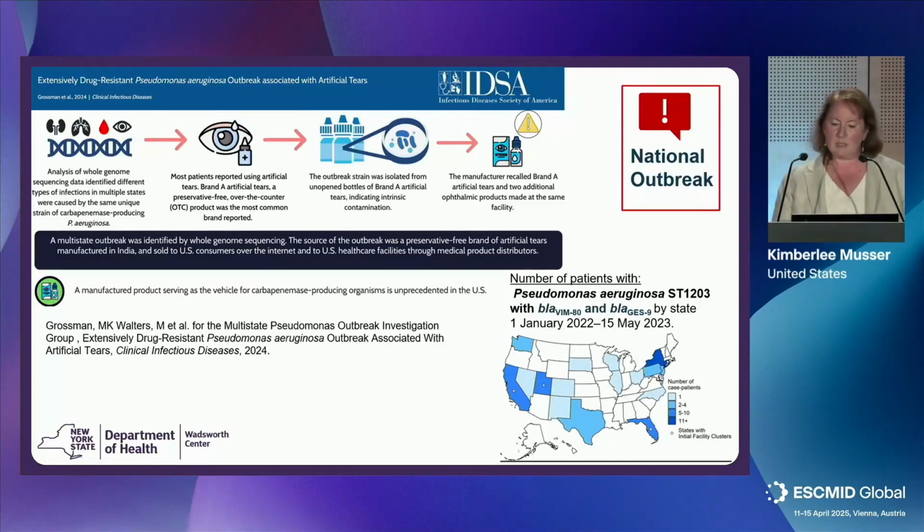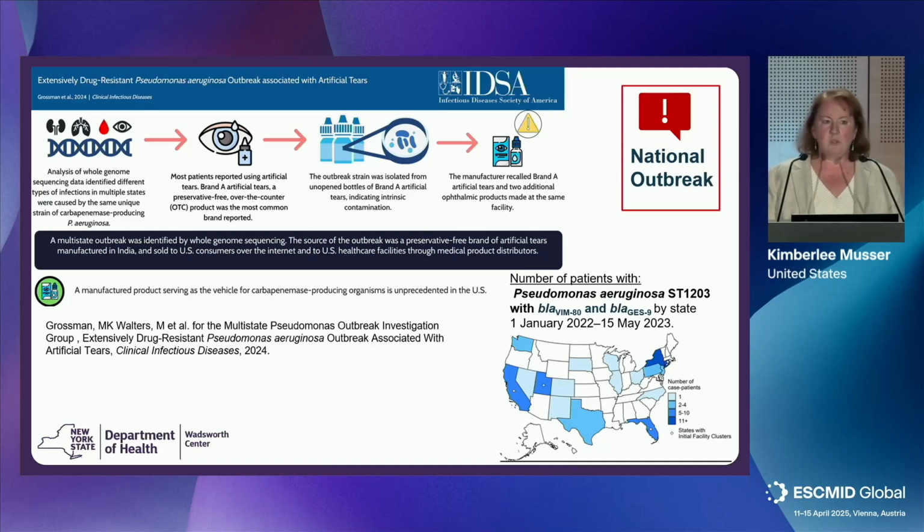And then lastly, I just want to mention we had a very large outbreak over the last several years with a Pseudomonas aeruginosa strain that was found in many patients across the U.S. You can see the map here on the bottom right. We had quite a few in New York, and our first isolate came to us from the state of Connecticut. When we did the whole genome sequencing in this investigation, we determined it to be a very unusual strain, one we hadn't seen before, with both BLA-VIM80 and BLA-GES9, and the sequence type 1203.